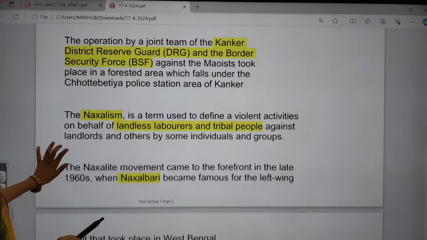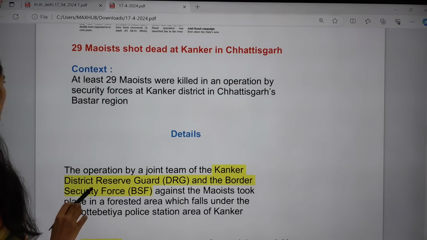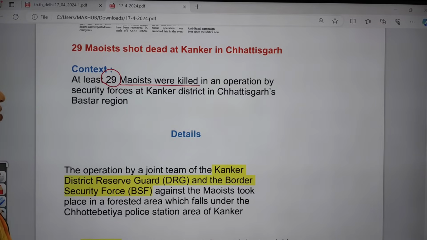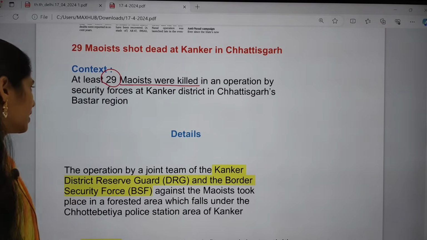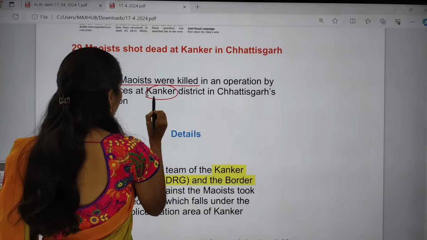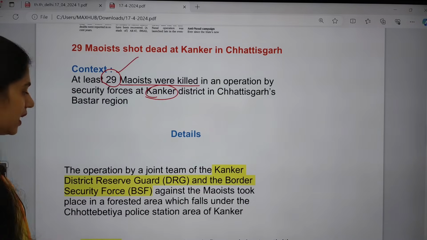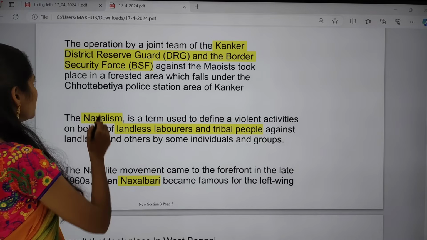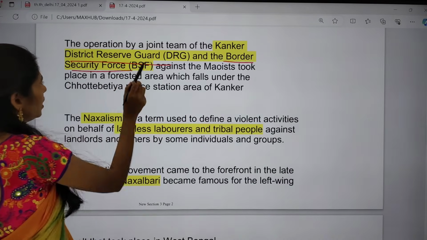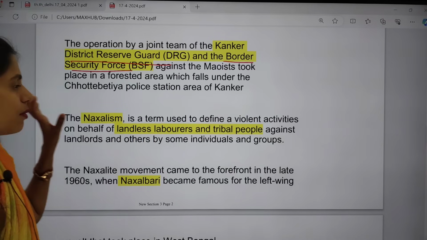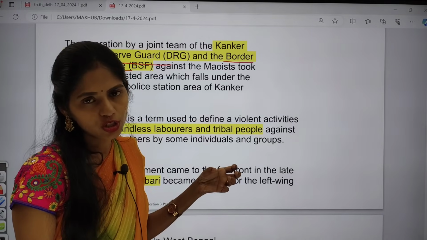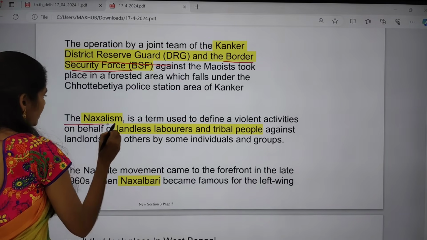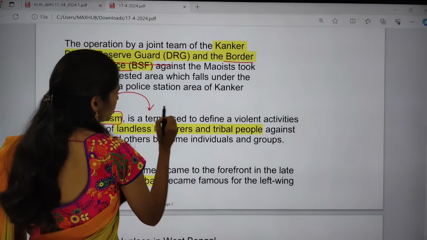Why is it in the news? Around 29 Maoists were killed in an operation by security forces in Kanker district in Chhattisgarh state. This operation was jointly done by the Kanker district reserve guards and the Border Security Force. These two came up with a joint team and carried out this operation, and they killed around 29 Maoists.